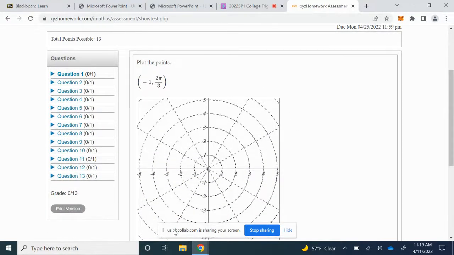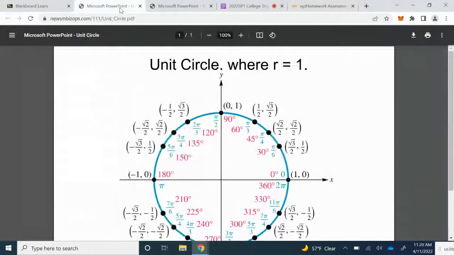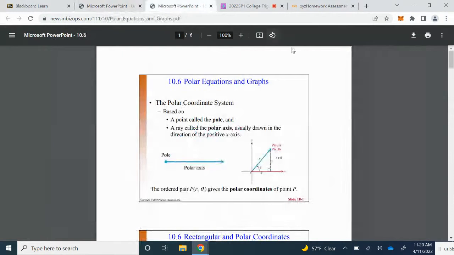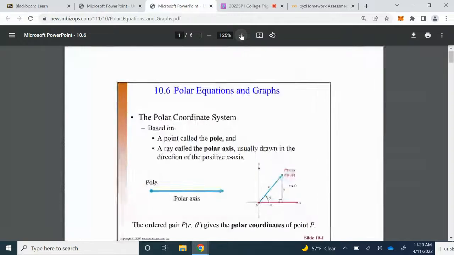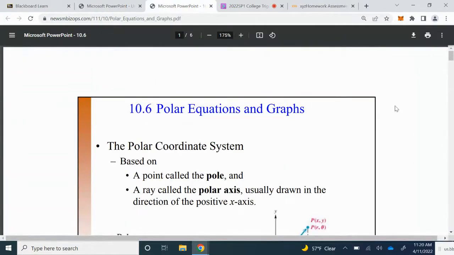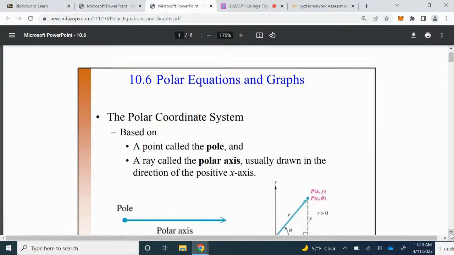All right, and I'm going to just bring up the 10.6 set of notes, which is here. All right, and we're going to talk about polar equations and polar graphs.